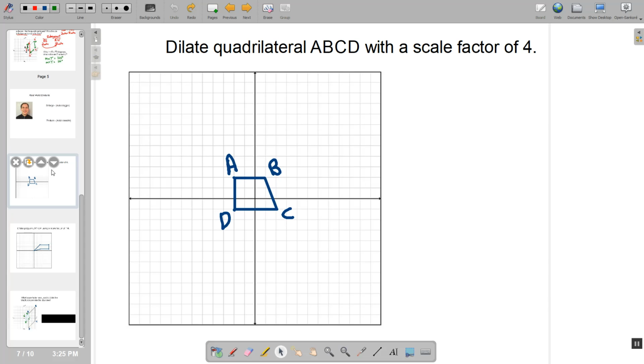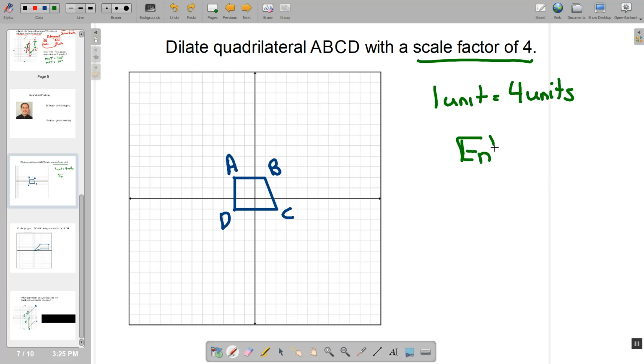Now, when we were doing dilations, you always want to dilate about the origin if possible. So if it doesn't specify where the dilation is coming from, then you're dilating about the origin. So for this problem, the scale factor is 4, which means 1 unit equals 4 units, which means that we are enlarging or getting bigger.